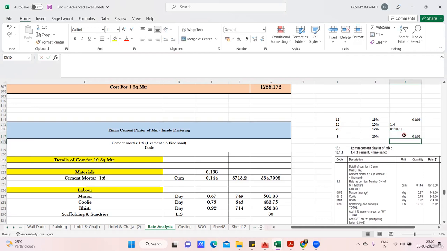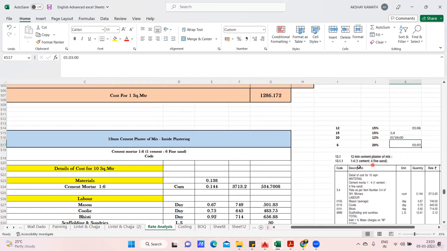So this also you need to remember, the ratios, which ratio you're going to take for which plastering. If it is 12 mm, go with 1:6. 15 mm, we go with 1:4. 20 mm, we go with 1:4. 6 mm, we go with 1:3. This can be even 1:4 also. Doesn't matter. That's what you are supposed to understand.